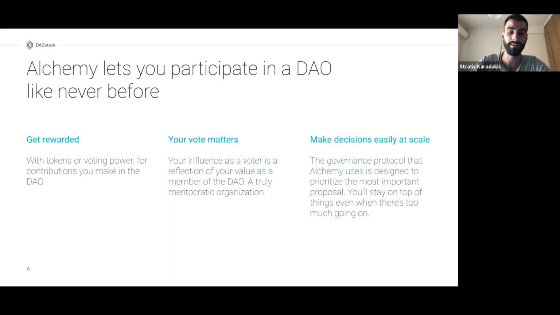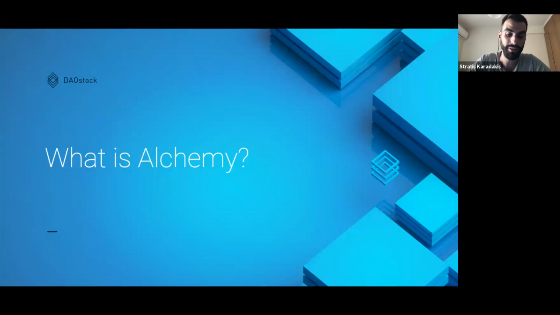organization. And it's important also to say that you can make decisions very easily at scale because of the way the protocol works. It prioritizes the most important proposal. So it's very easy to engage with the activities of the DAO without having to go through the entire proposal list. Now, what is Alchemy? Alchemy is essentially a decentralized application that allows DAOs to make decisions based on members' proposals. You can use it to make financial decisions about your DAO or non-financial decisions. So we'll talk about both. And right now we are also moving forward with implementing additional features that we will discuss as well.